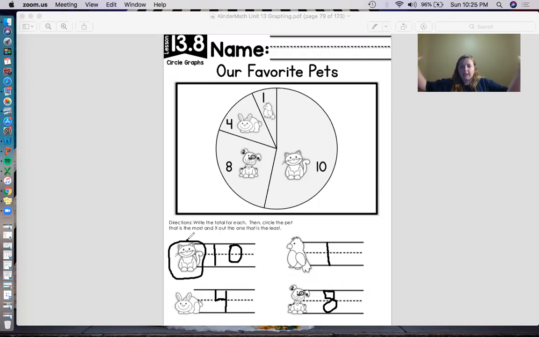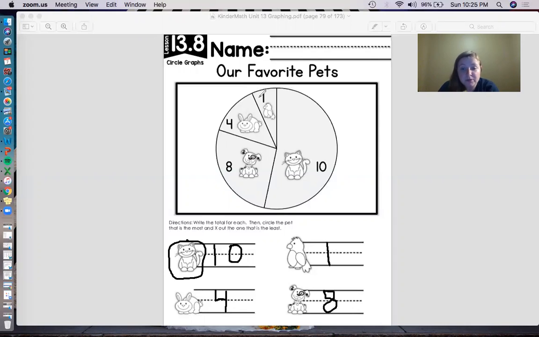All right, so now we got the most, which was the cat. Now we need to find the least. So let's look up at our circle graph. Let's find the smallest piece of pizza. I think this one's the smallest piece of pizza. What number is with that? The number 1. Is 1 the smallest number we see on this pie graph? It is. So that means the bird got the least amount of votes as its favorite pet.